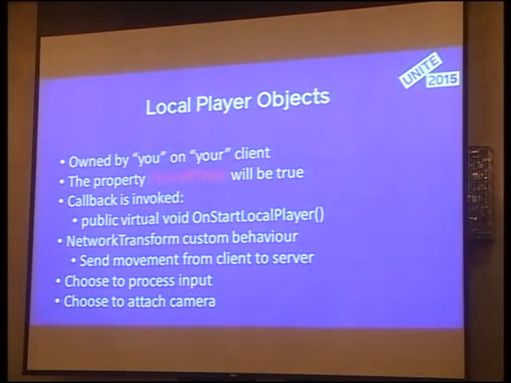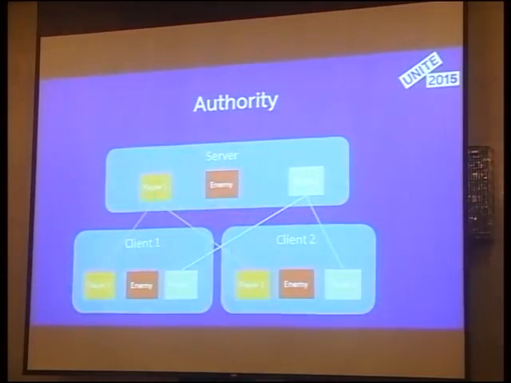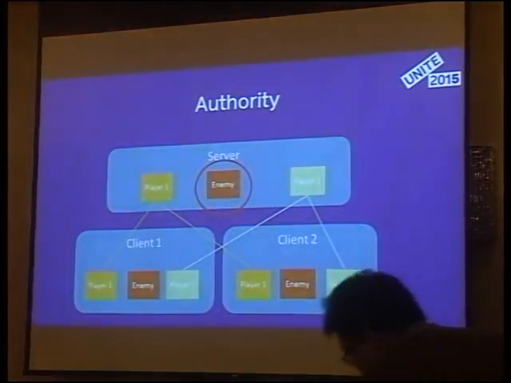And the network transform, it does that. So if it's a local player, then the network transform will send information about positions to the server for that object. So if I extend that a little bit, here we have 2 players, and we also have an enemy. So who is the local player for the enemy? No one. But for objects that are not local players, authority resides on the server in the high-level API.